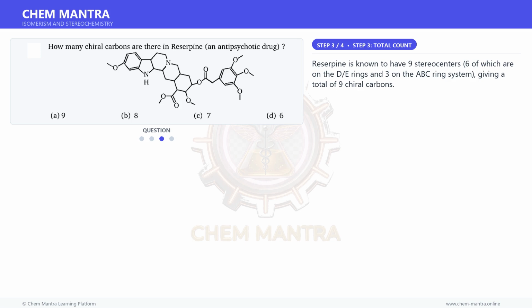Moving on to the next step. Reserpine is known to have 9 stereocenters, 6 of which are on the DE rings and 3 on the ABC ring system, giving a total of 9 chiral carbons.